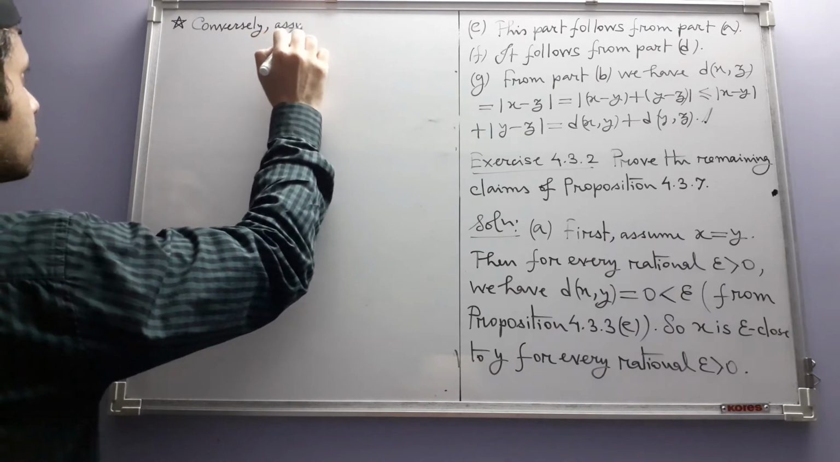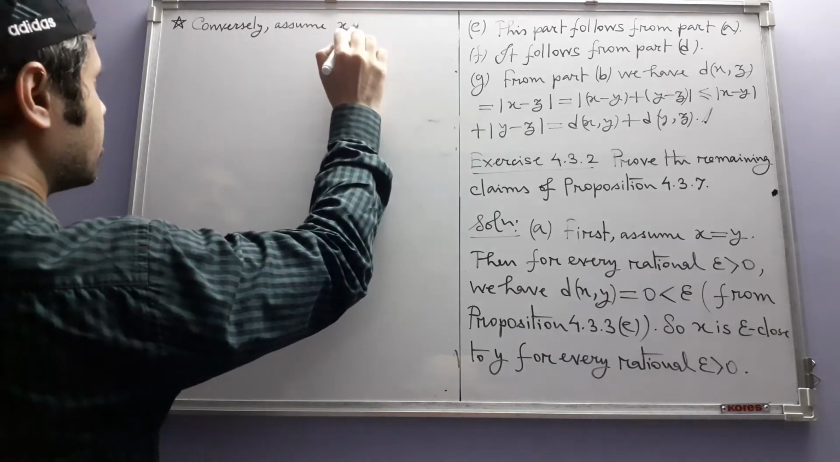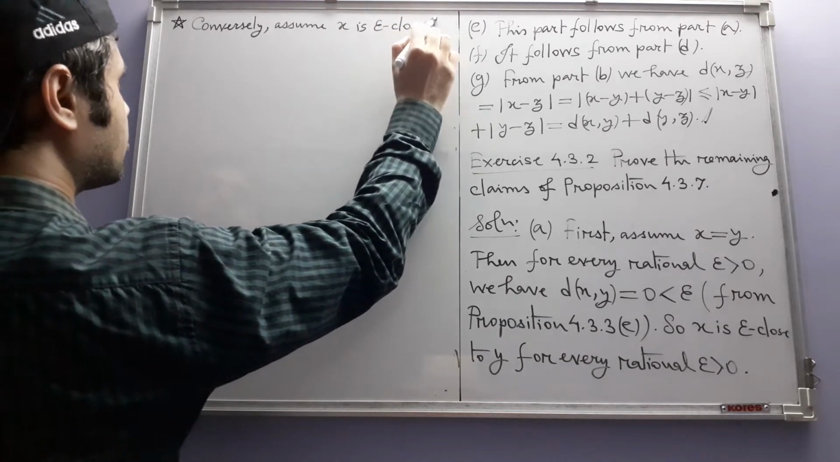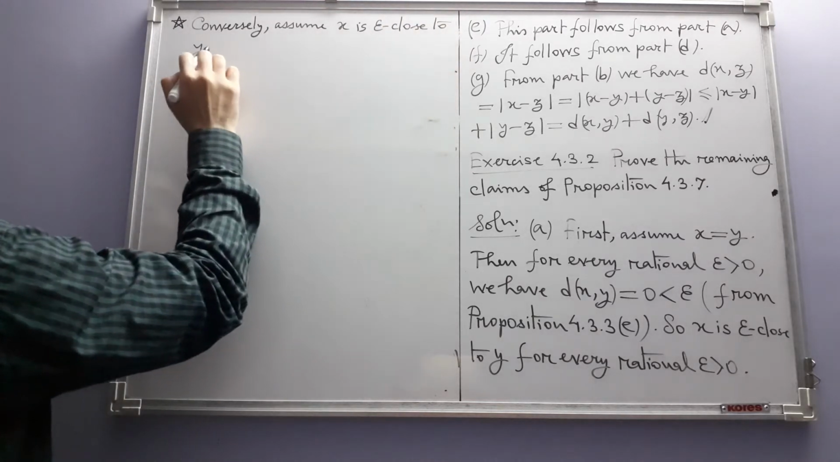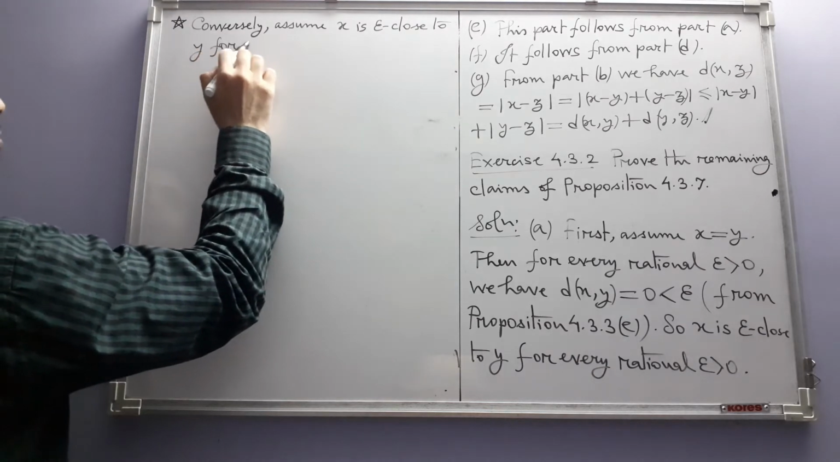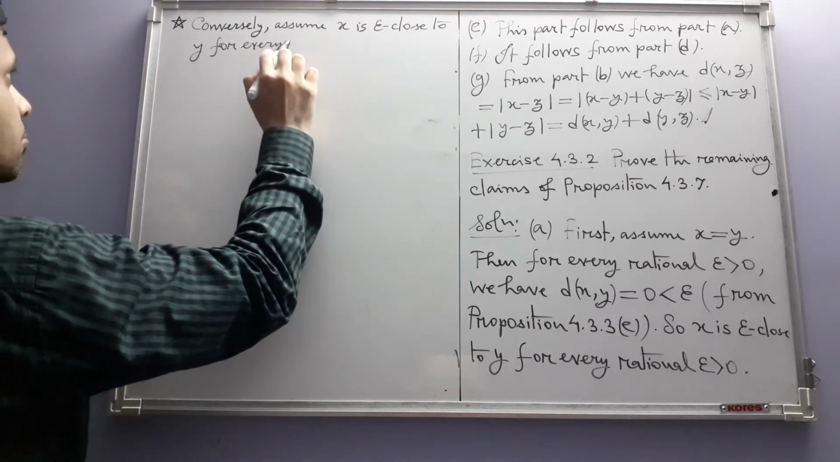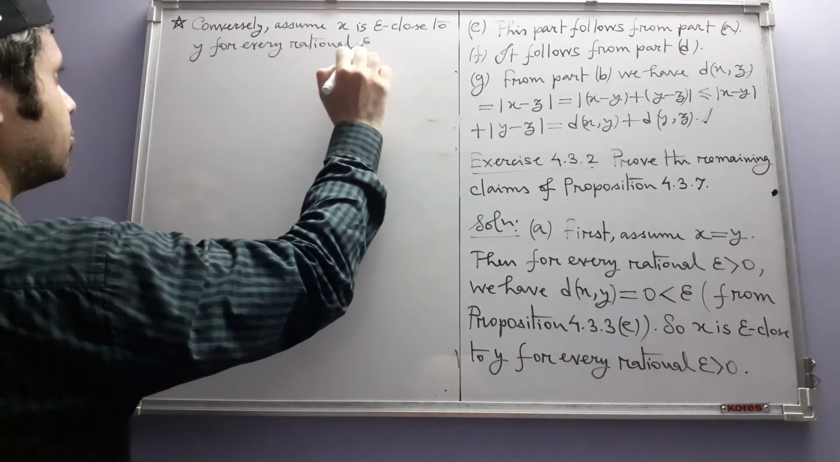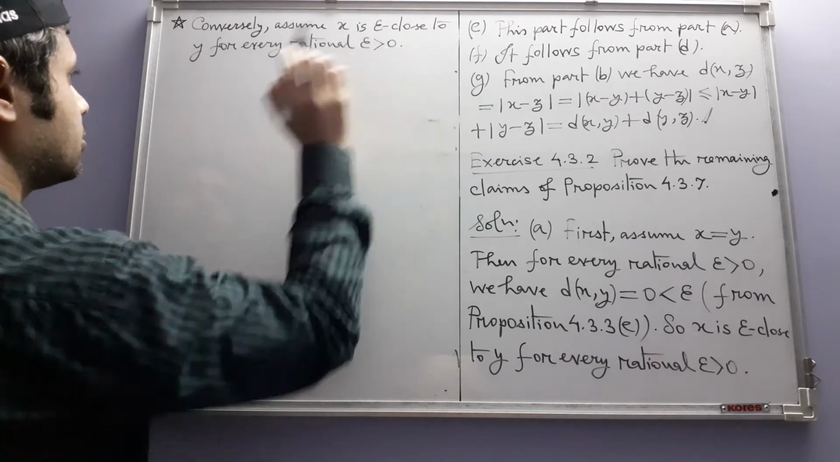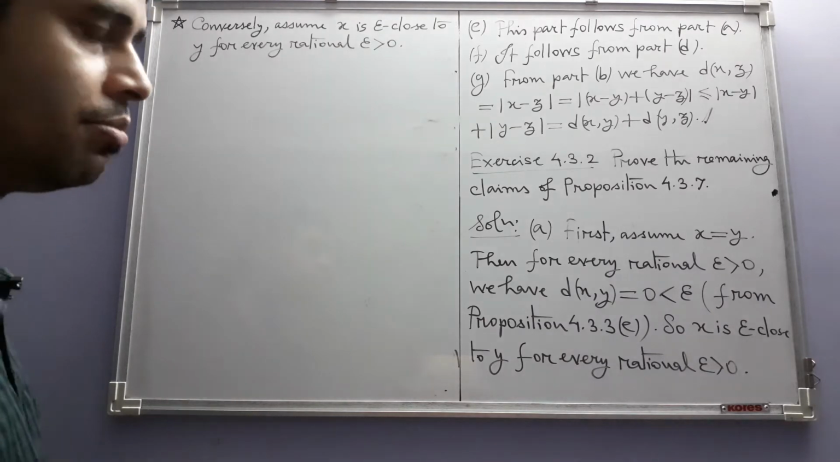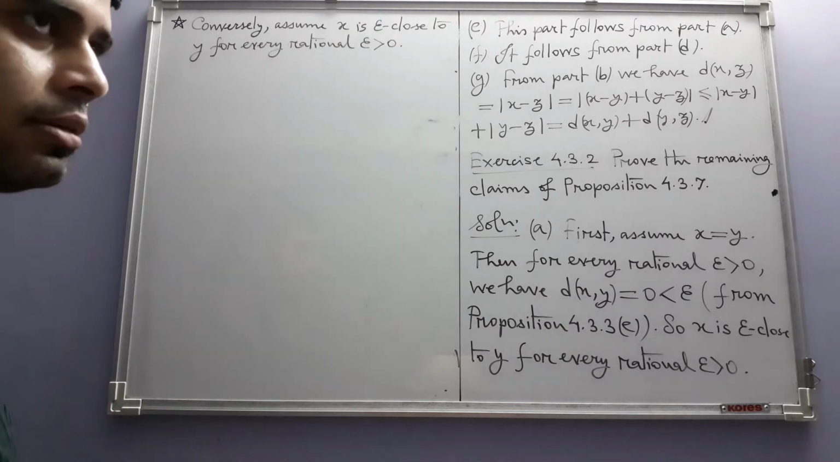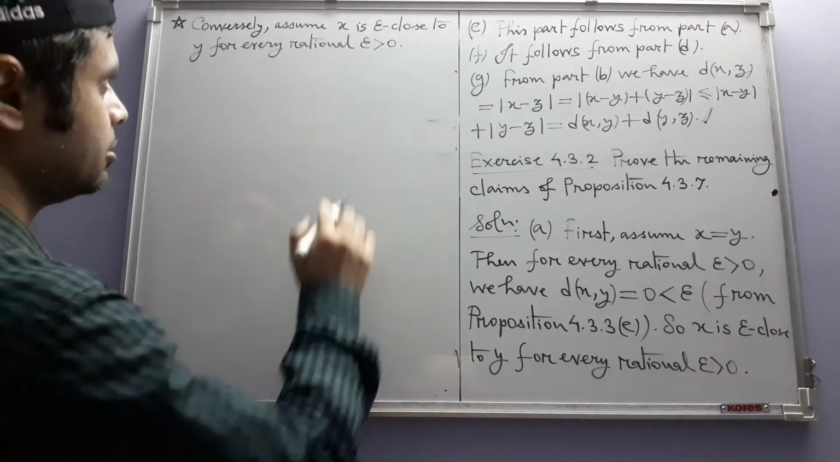Conversely, assume x is epsilon close to y for every rational epsilon greater than 0. Our aim is to prove that x is equal to y. To the contrary, suppose that x is not equal to y.